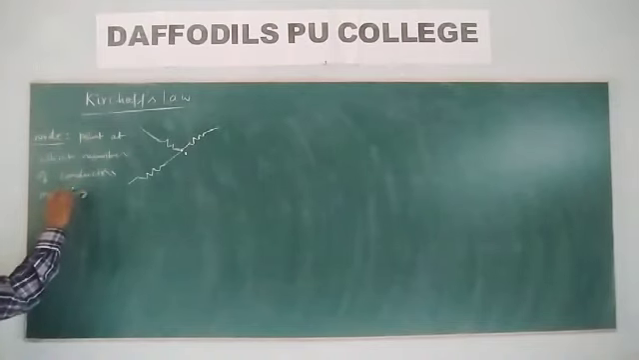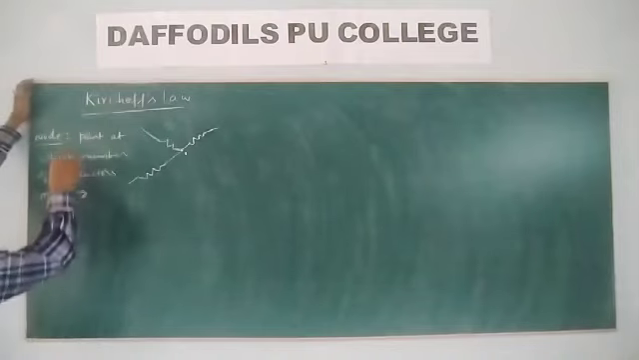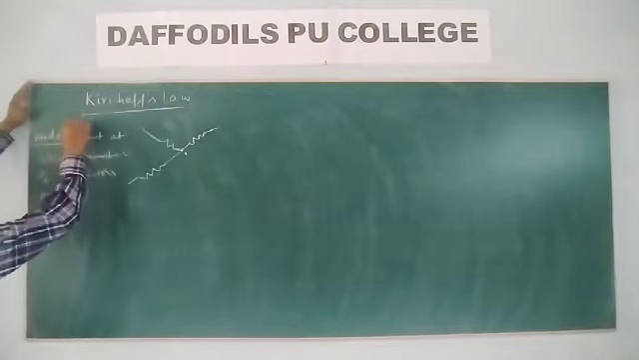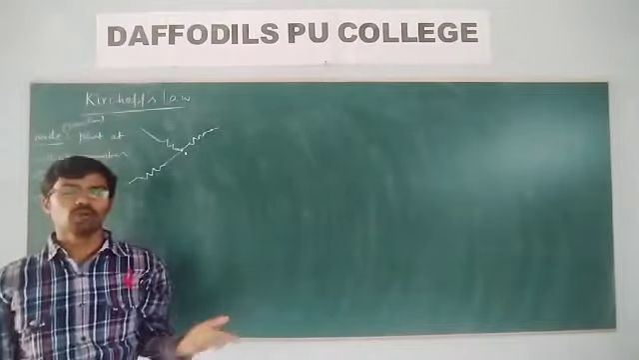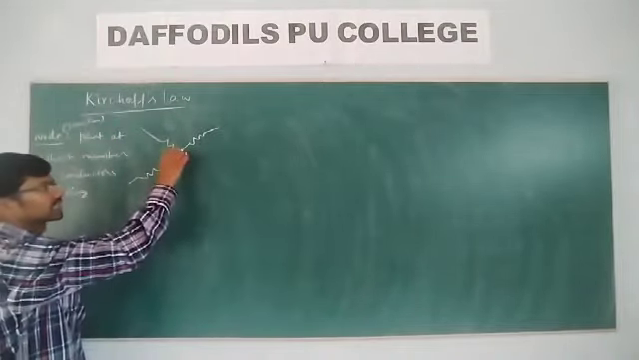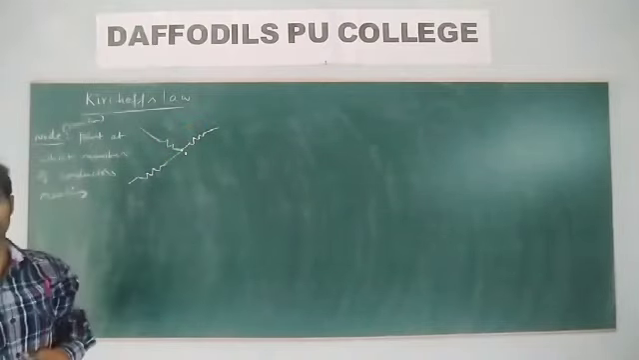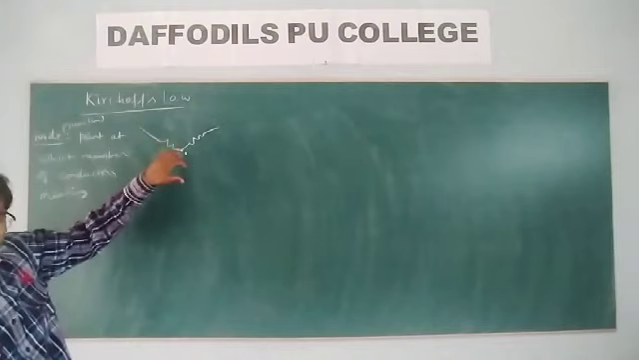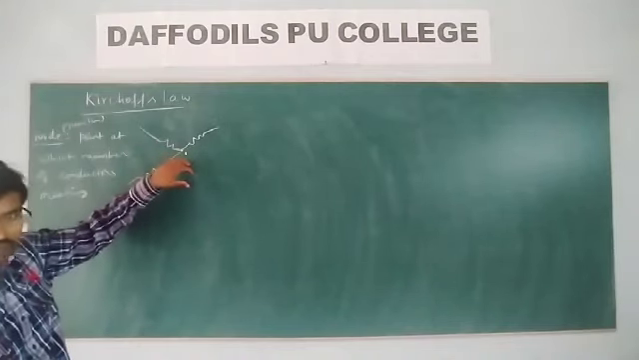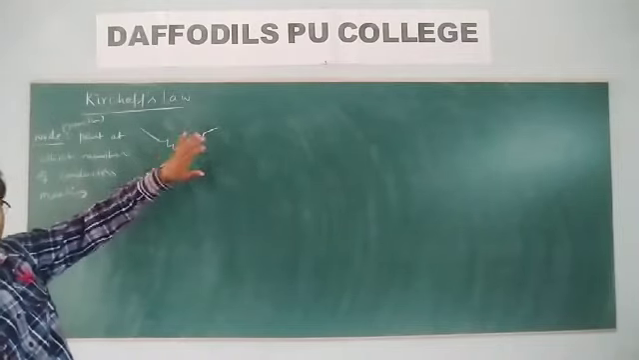A point at which a number of conductors are meeting is called a node, or we can even call it a junction. Think of a junction where a number of buses or vehicles are moving towards and away from the point. That point where vehicles meet or cross, we call a node or junction.